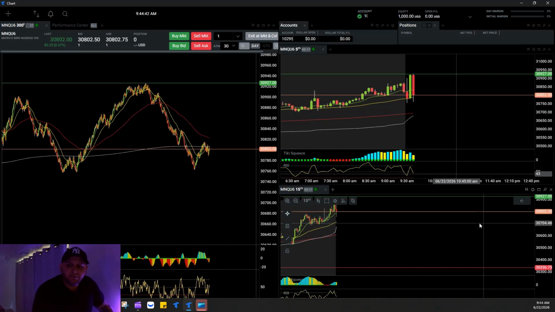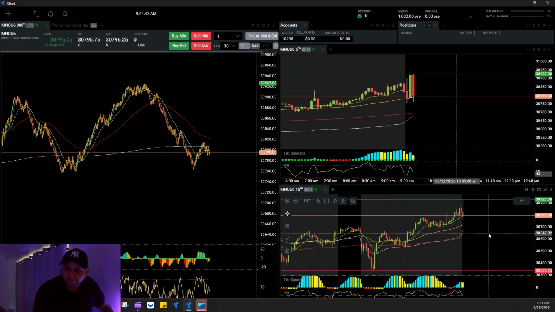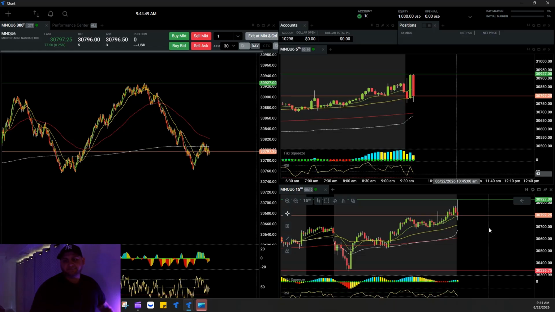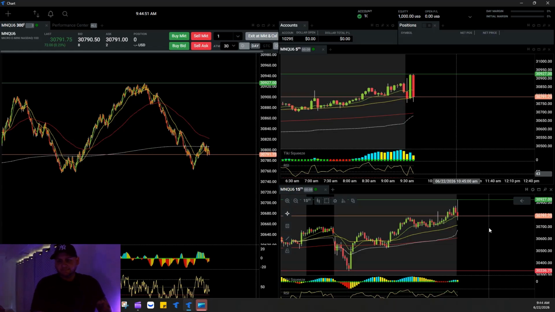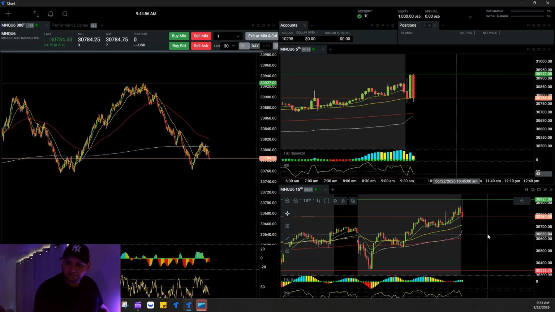The trend lines, though, are hard for me. I can't draw them, which is why I kind of like levels. Where does price hang out at?